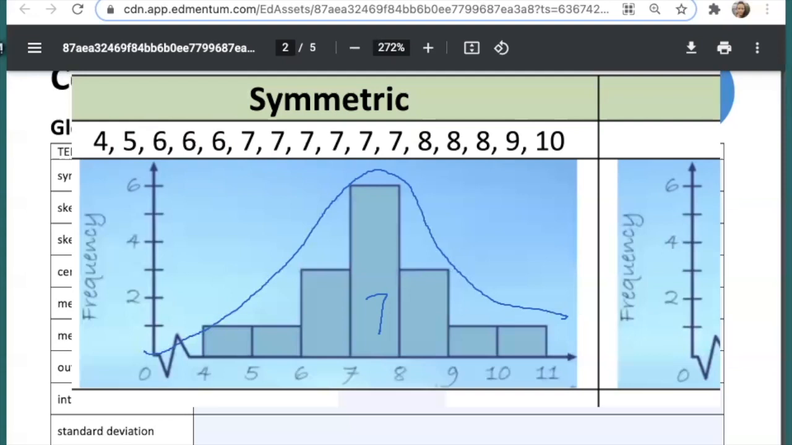$112 divided by 16 is 7. So it's good to double check your work. So here the mean, the average, is the same as the median.